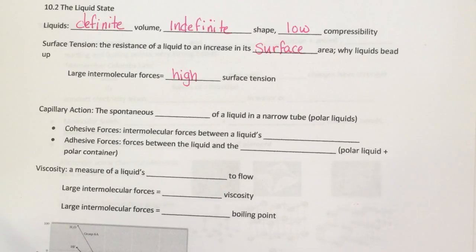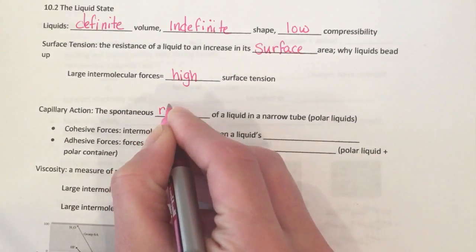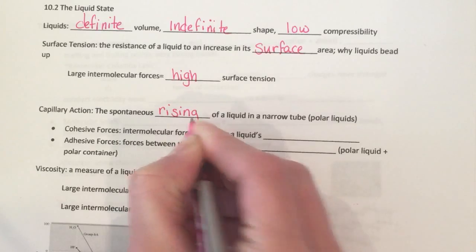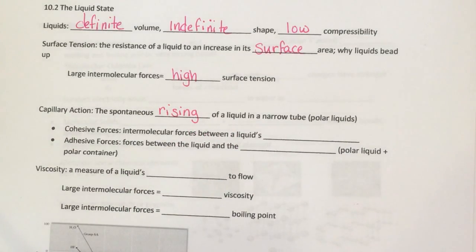Capillary action is the spontaneous rising of a liquid in a narrow tube. So if you put a straw in just a little bit of water, you'd see that water climb up the straw. Now, this happens if we have a polar liquid and a polar tube, or a nonpolar liquid and a nonpolar tube, but they both have to have the same type of material, okay?